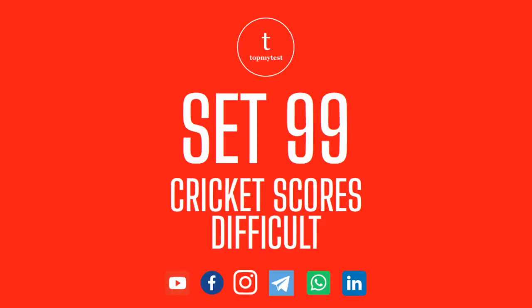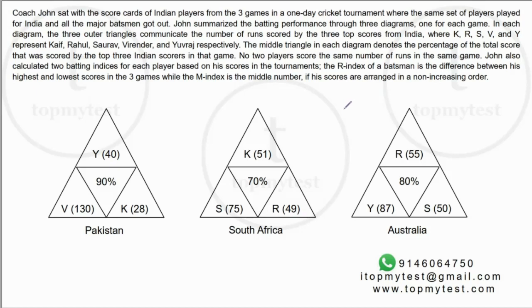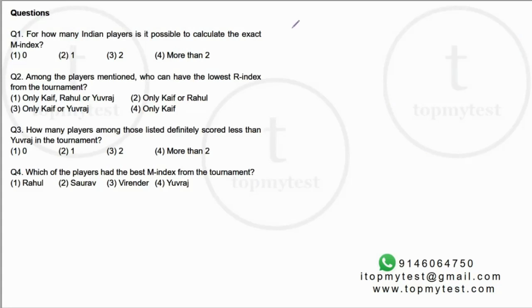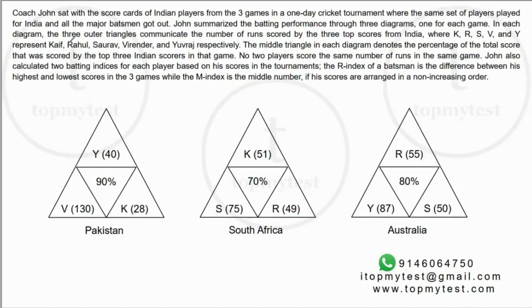There's a wonderful set which is on optimization, maxima, minima sort of a question. Reasonably moderate amount of data. And the question is, how many people is it possible, who among the following can have, how many people have definitely scored less, who has the best. So looks like a partial sort of a set when you look at the questions as such. Let's see what the set actually says.